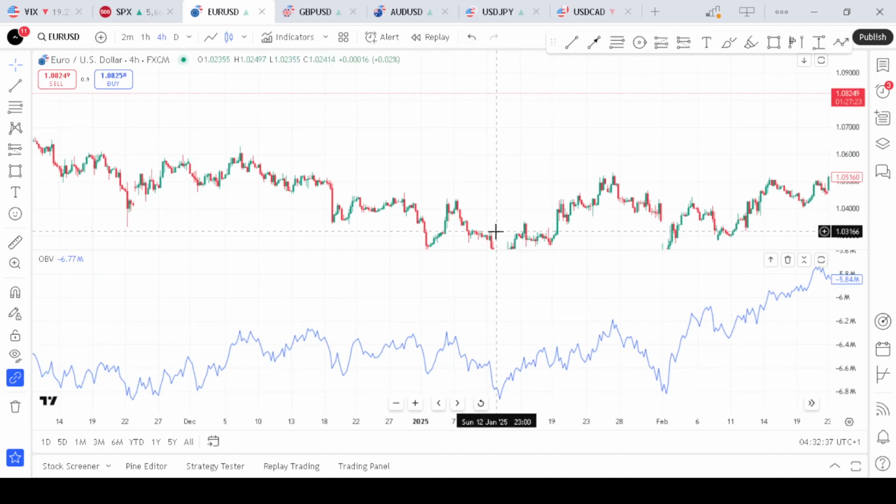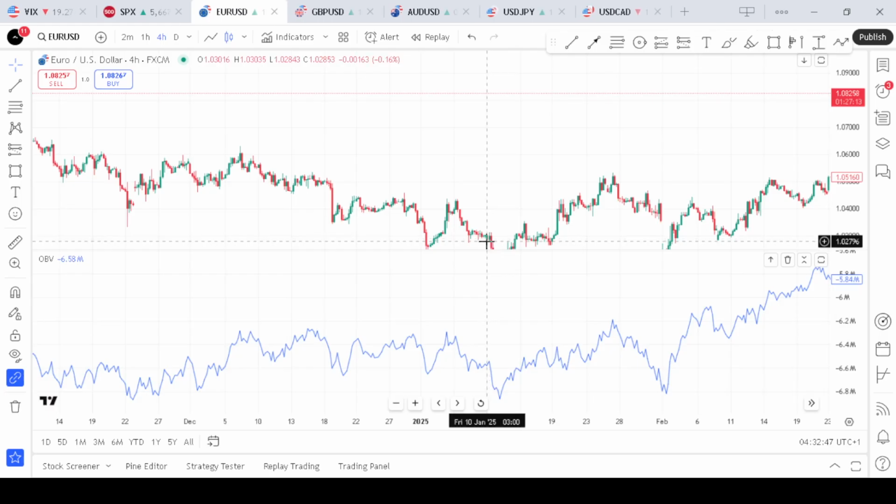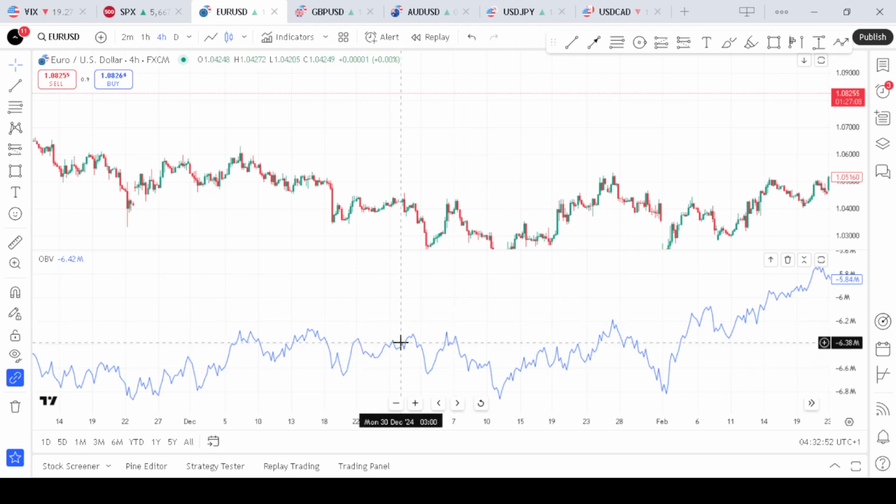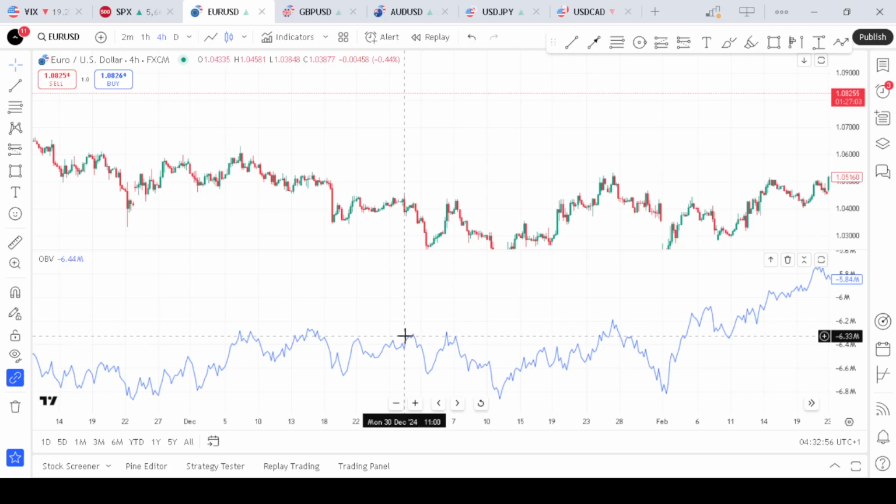Now, how does this OBV work? The On-Balance Volume indicator calculates a cumulative total of trading volume based on whether the closing price is higher or lower than the previous day. If the closing price is higher, the day's volume is added to the total. If it's lower, the volume is then subtracted. This process creates a running total that reflects the net buying and selling pressure in the market.